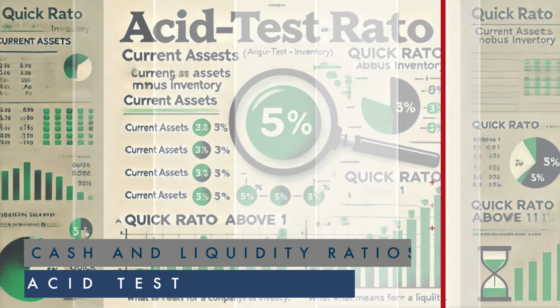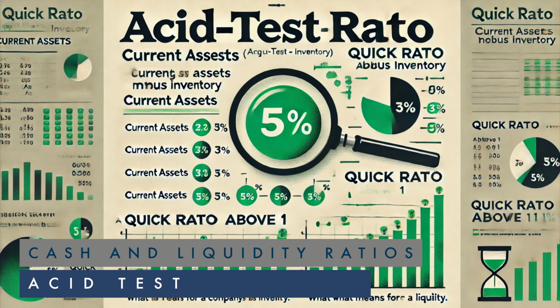A ratio above 1 indicates that you have more than enough short-term assets to cover your short-term debts. If it's below 1, you could run into cash flow problems. So why is this vital? Tracking cash flow and liquidity ensures you can pay employees, suppliers, and other operating expenses on time. It also helps you anticipate financial shortfalls and act before they become serious issues. And now the acid test.